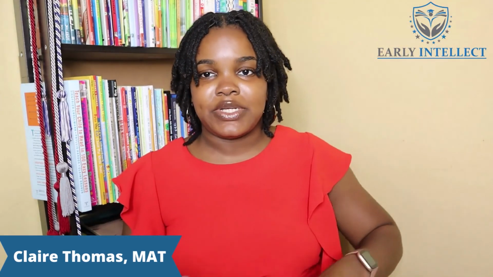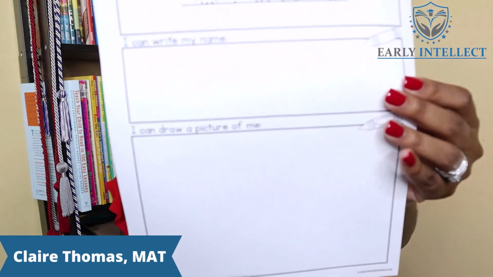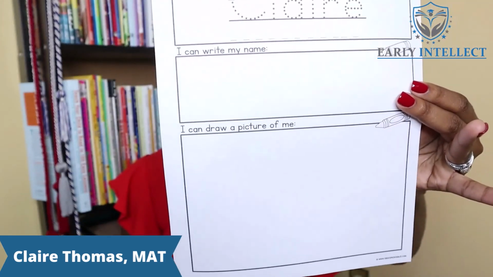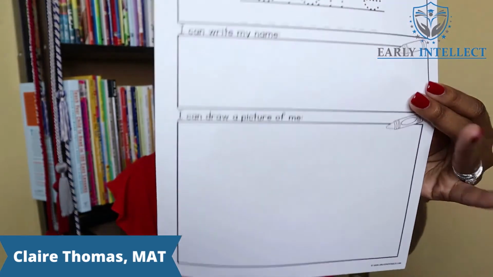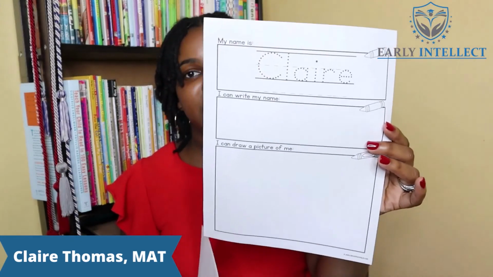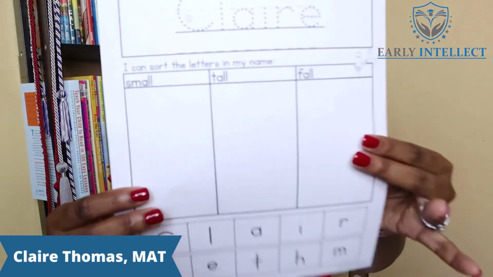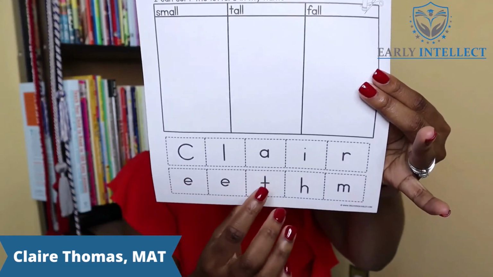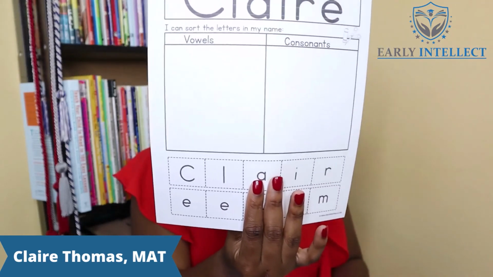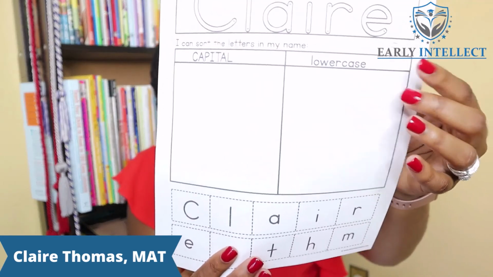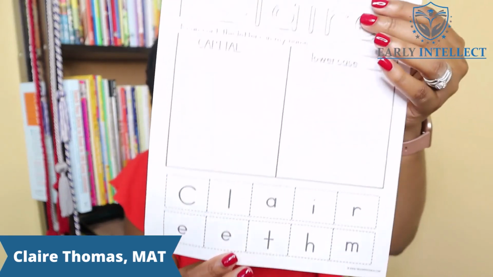And I printed this one out twice. And for this one, again, they're tracing their name, they're writing their name, and then they are drawing a picture of themselves. So this is a really cute one. This is another one that is a sorting one. So sorting letters, the small letters, the tall letters, and letters that fall. And over here we have another vowel and consonant sort, and then another sorting. This is sorting uppercase or capital and lowercase.